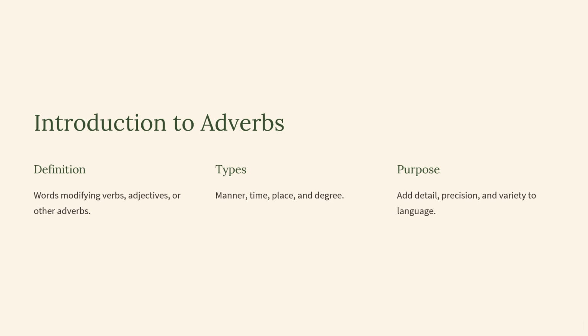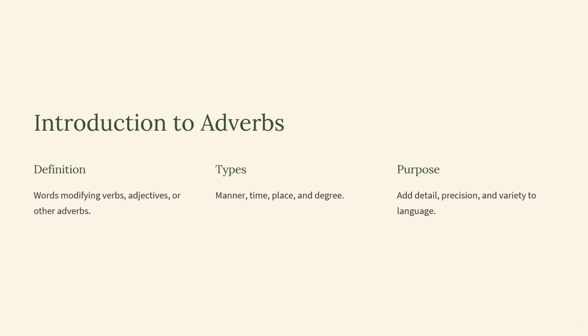There are a few main types of adverbs. There's adverbs of manner, which describes how something is done, like quickly or carefully. Adverbs of time, which tells us when something happens, like yesterday or soon. Adverbs of place, which explains where something happens, such as here or everywhere. And finally, we have adverbs of degree, which indicates to what extent something is done. So words like very, extremely, or barely fall into this category.